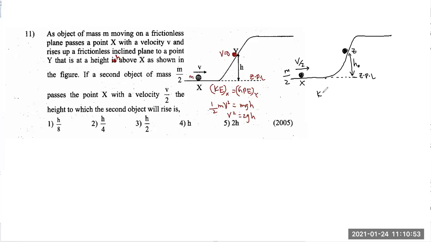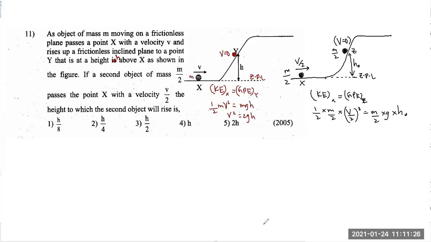Here again we can say the kinetic energy at x is equal to the potential energy at z. What is the kinetic energy at x? Half into m by 2 into v by 2 squared. And the gravitational potential energy at z is m by 2 into g into h naught. Careful, the mass is m by 2 now, not m, and at the final point the velocity will be 0. It's not y, sorry, it's z, the new point where it comes to rest.